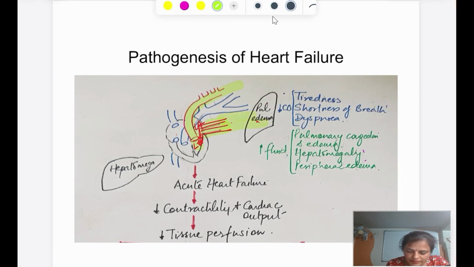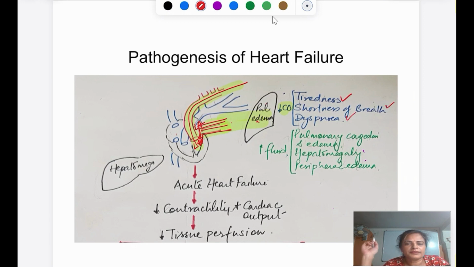Then there will be pulmonary congestion. So first thing is, now heart is not able to pump the blood through the aorta, that is low cardiac output. So symptoms of low cardiac output, like there will be tiredness, shortness of breath and dyspnea, if it is not able to pump the blood through the aorta. Decreased cardiac output, all these symptoms will be there.